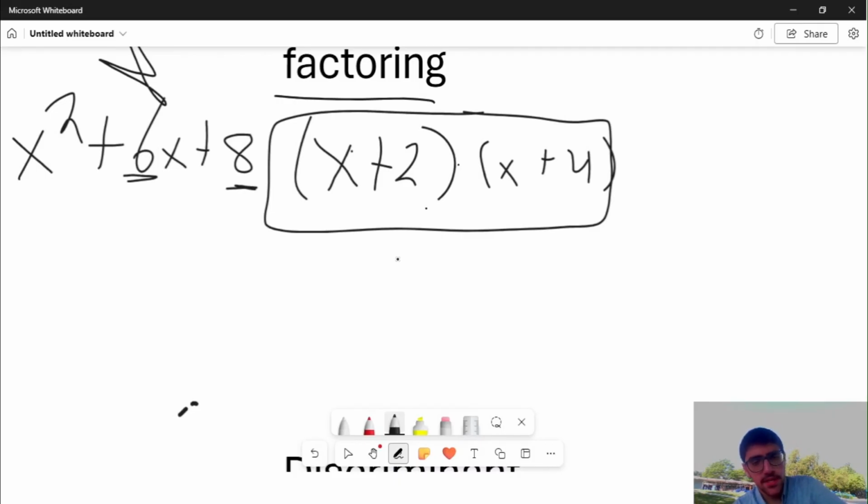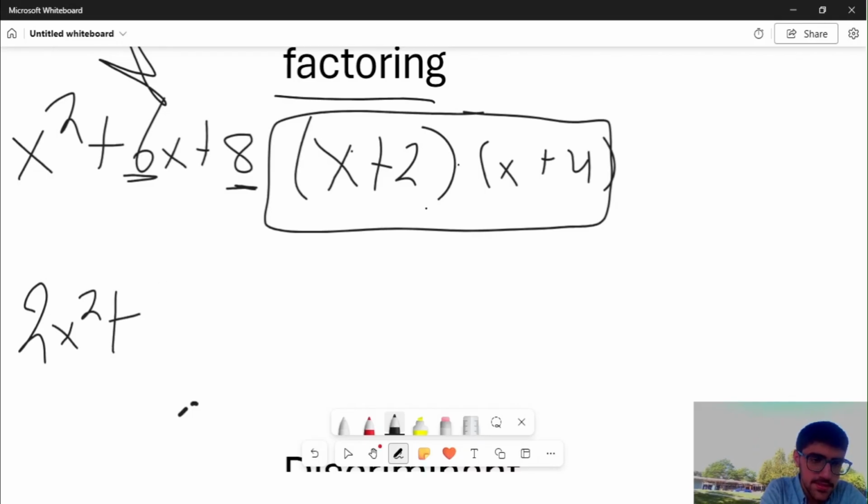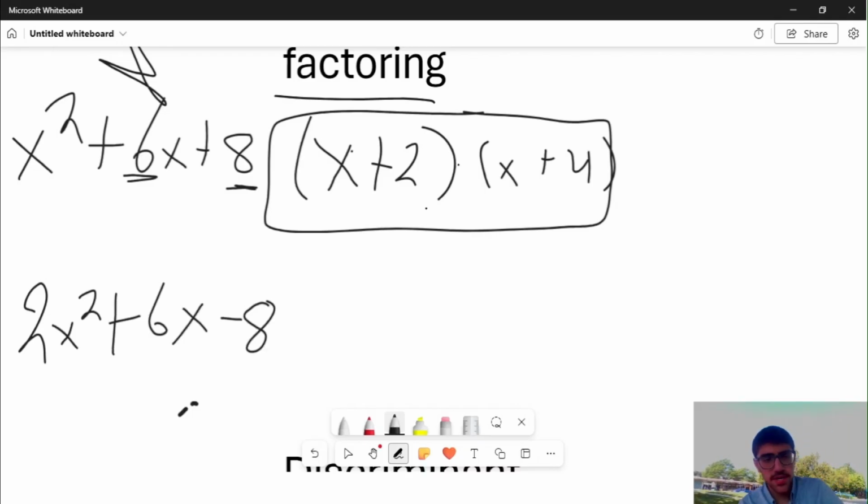But what happens if there is a coefficient? So let's say it was 2x squared plus 6x, same thing, and instead of plus I'm going to make it minus 8 so that it works out better. So now there's a coefficient in front of the x squared, so instead of saying what multiplies to make c but adds to make b, you're actually going to have to say what multiplies to make a times c, so what multiplies to make ac and adds to make 6.